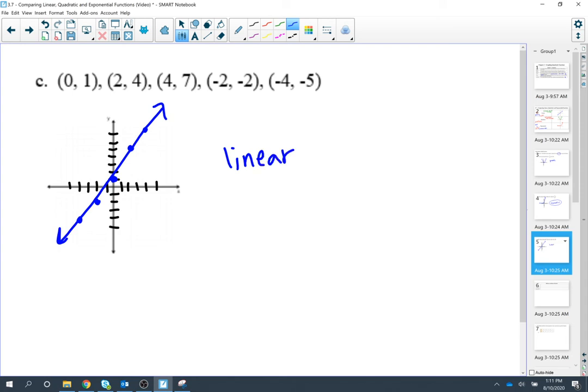And just so you're aware, I didn't have it in here, but there could be an option for neither as well. So if you get something really funny where the dots are just kind of all over the place, you can pick neither. But that's how we just use a graph, plot some points, identify what it appears to be.